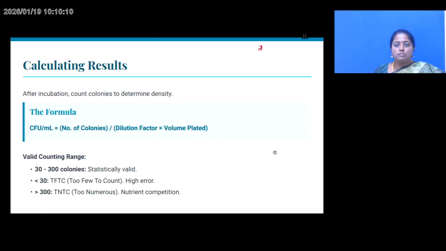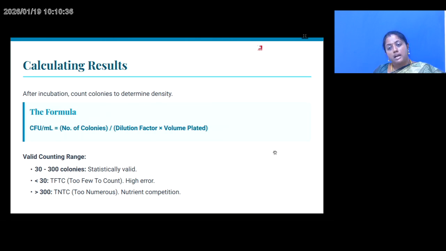So this is the formula for calculating the CFU. As I already said, CFU is colony forming unit. CFU equals the number of colonies divided by the dilution factor multiplied by the volume plated. If we have 30 to 300 colonies, we can statistically validate the result. If we have fewer than 30, it is too few to count. We can't count that number of colonies, as less than 30 means a high error.